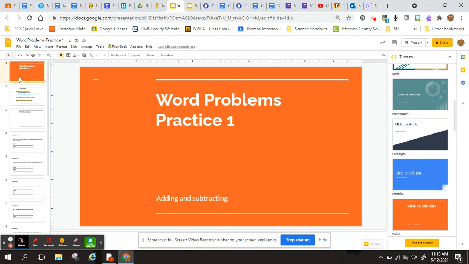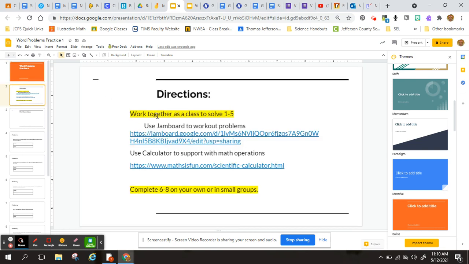Today you're going to complete word problems practice number 1 with adding and subtracting. The directions are that you are to work together as a class to solve 1 through 5 and to complete 6 through 8 on your own or in small groups. I've attached links to a Jamboard so you can work out the problems as a class and a link to a calculator. So let me just show you what you would do for number 1.